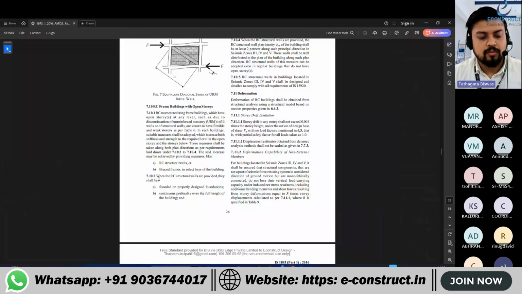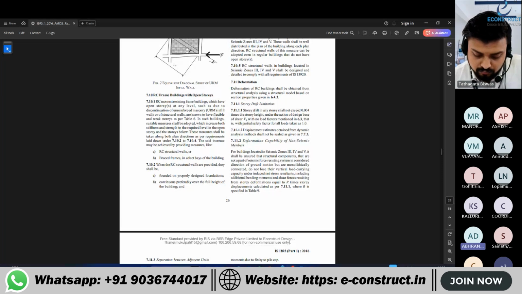7.10.2. When the RC structural walls are provided, they shall be: A. founded on properly designed foundation, B. continuous preferably over the full height of the building, and C. connected preferably to the moment resisting frame of the building.